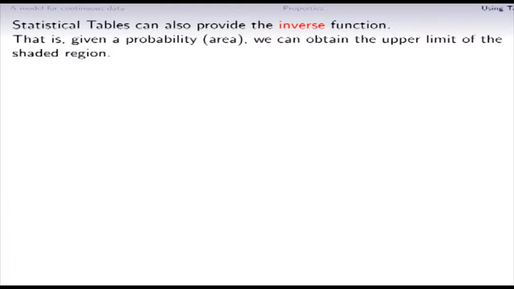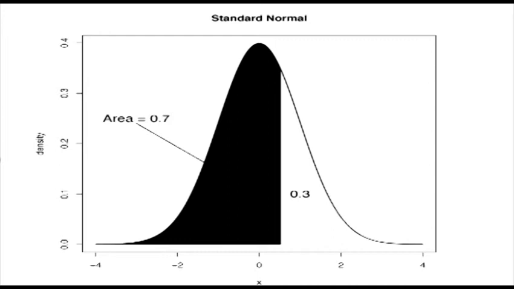Supposing we're told we have to find the value along here such that the area is going to be 0.7. Now, of course, I've shaded this knowing the answer, but it's always a good idea to draw a quick picture to see you're getting sensible values.